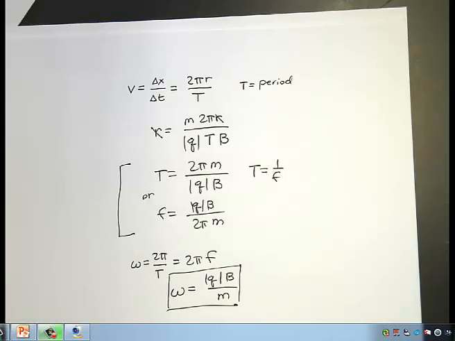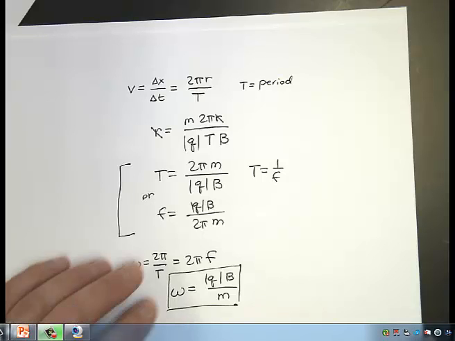Now what's interesting is that if v and b are not perpendicular to each other, that v has some angle other than 90 degrees to the magnetic field, that the particle will take on a spiral path. The perpendicular component can be used as a way of finding the centripetal force, the period, the frequency, or the angular velocity. But the parallel component will determine the speed at which the spiral progresses.